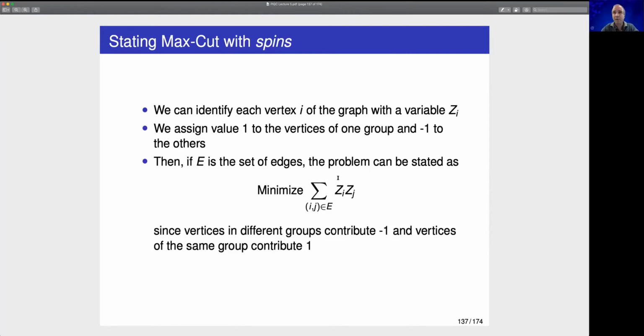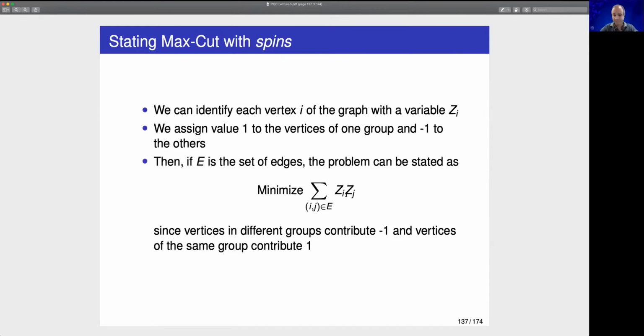So now we see that the problem of finding this maximum cut is equivalent to minimizing this sum of products of this variable Z that we have here, where the products are taken over the edges, okay? So if we have an edge that connects vertex i with vertex j, we add one of these terms in this sum, okay? Why is this equivalent? Why minimizing this is equivalent to solving the maximum cut problem?